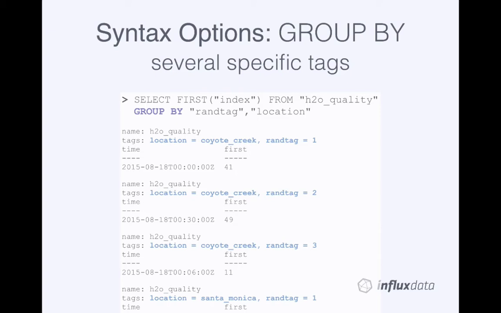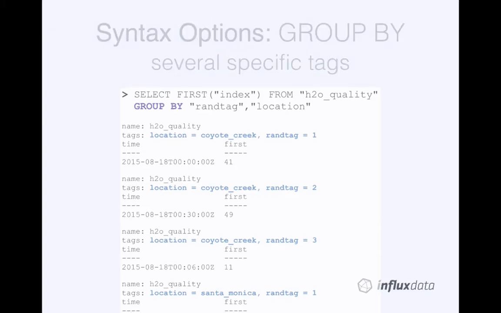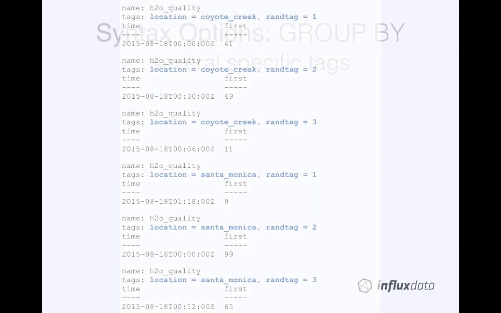The query results show the first value of the index field for every possible combination of the RANTag and location tags. This query returns quite a few results, so let's scroll down to take a look. The first table in the results is the first value of the index field where location equals Coyote Creek and RANTag equals 1. You can see from the rest of the results that there are 6 different combinations of the RANTag and location tags.